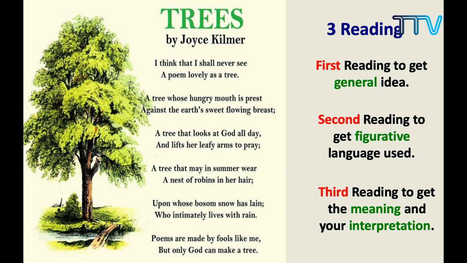I told you, whenever you come across a poem, try to read the poem three times, not just one. If you still did not understand anything from the poem, there is no problem in reading more than three times. By reading once, you will not get some idea. If you read again and again, then you will get some idea. For example, this one, Trees by Joyce Kilmer. I think that I shall never see a poem lovely as a tree.